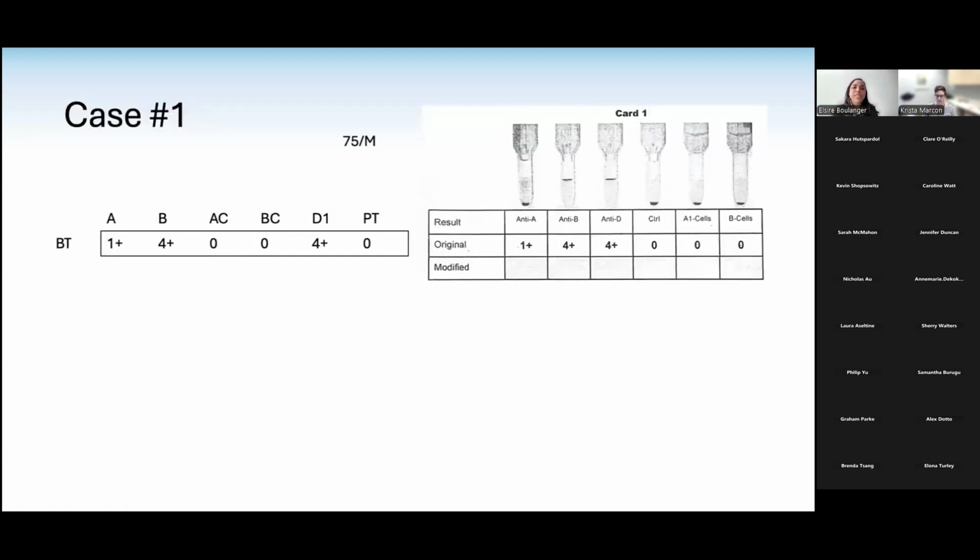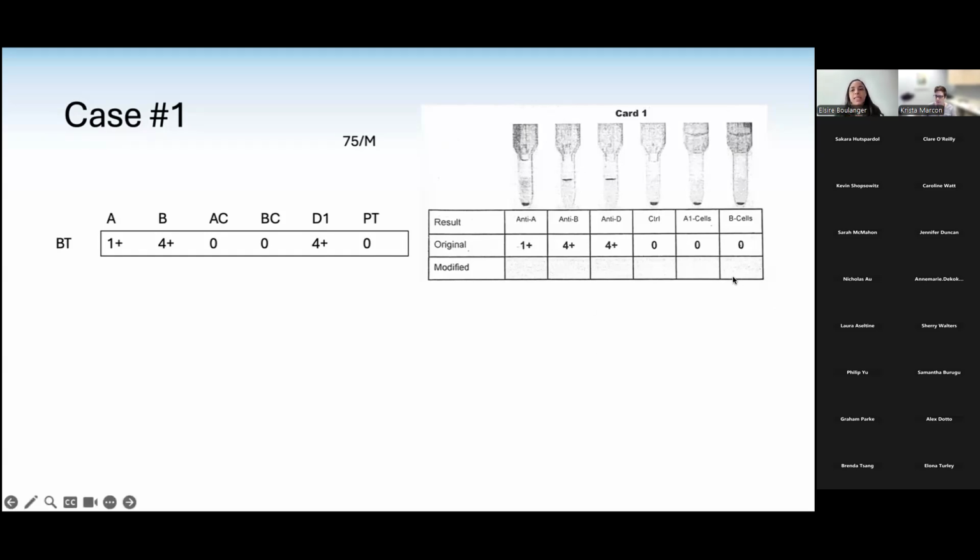Now, we can start with case number 1. These are the fun cases with the ABO discrepancies. This is a 75-year-old male patient. This was an actual case that we had at the hospital. We see, okay, this doesn't look very typical. I'm not sure what kind of result this could be. But I can have a clue. So I'm going to ask the audience, what is the most likely blood type of this patient?